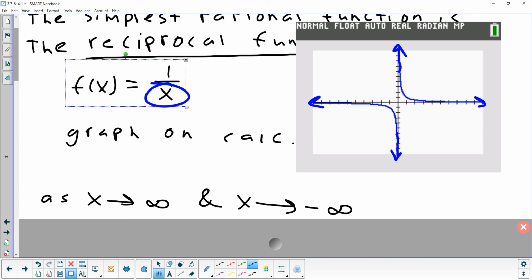But what if I take 1 divided by 1,000,000,000? I mean, that'll be really small. Will that be 0? No. Even if I divide 1 by 20,000,000,000, it's small, but it's still not 0. It never will be 0.